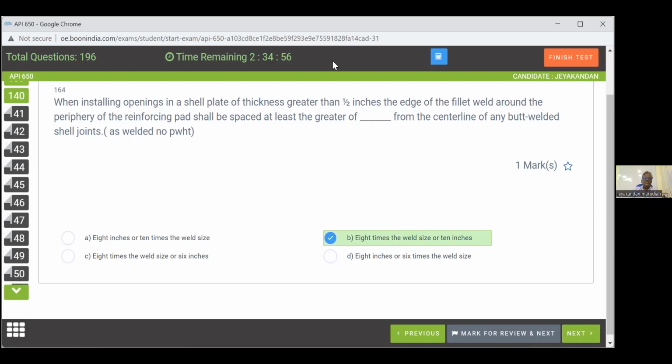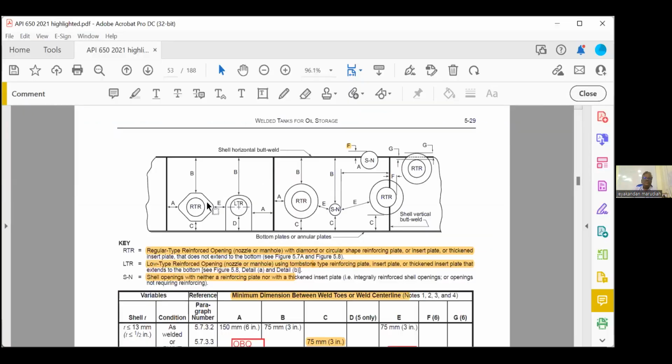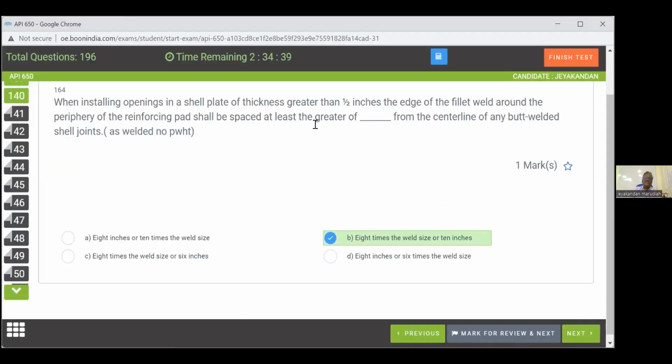How did you say A and B? Just tell me that. Look here, this is the reinforcement plate. From the vertical weld the distance is A. From the horizontal weld the distance is B. Both, and they are given as welded in the question. There is no mention of PWHT. And this is greater than half an inch, right? Fillet weld around, thickness greater than half an inch.